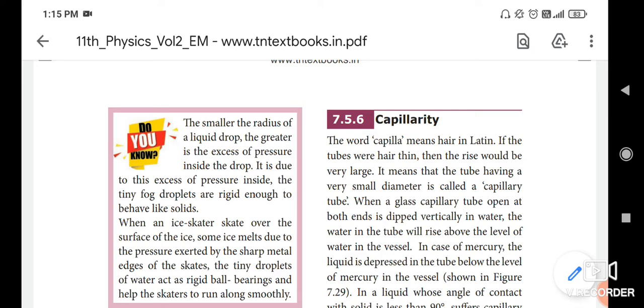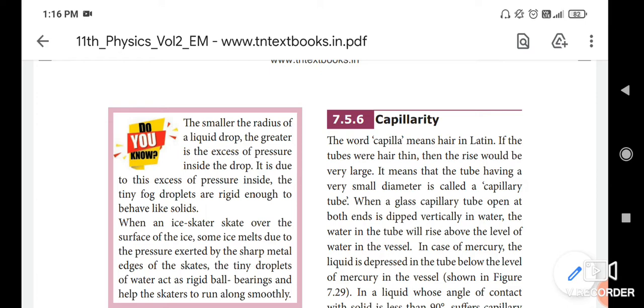11th standard 7th unit, the continuation of this lesson, capillarity. Today we see about the topic capillarity. In the previous class we saw about the angle of contact, and the excess of pressure inside a liquid drop, a soap bubble and an air bubble. First of all, what is meant by angle of contact?